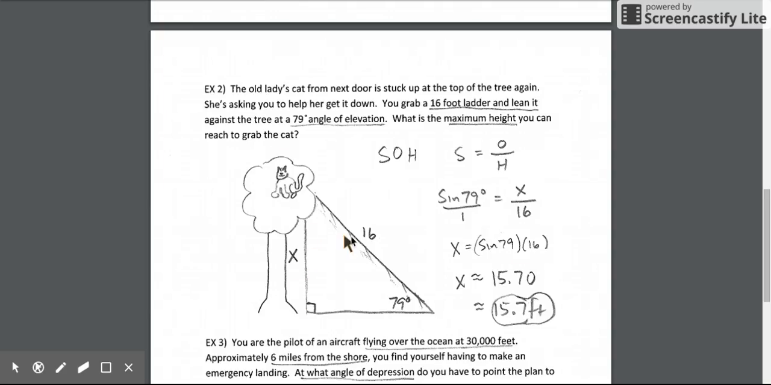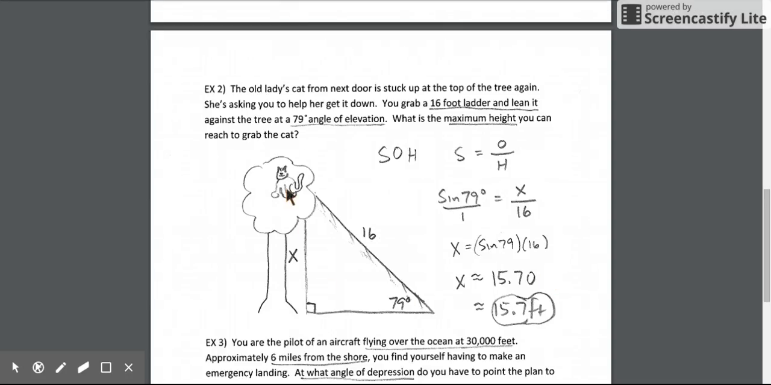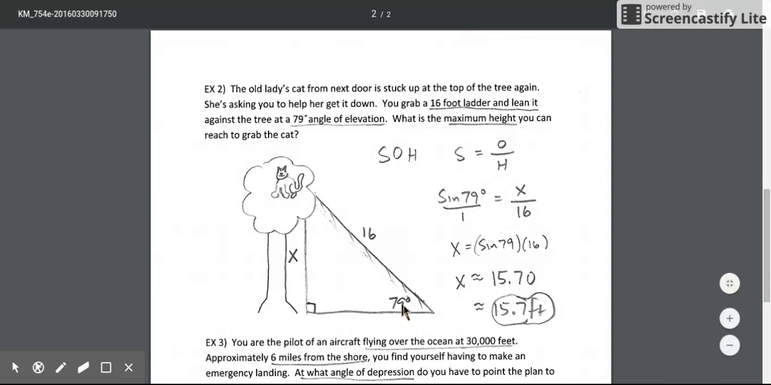So since we're talking about the opposite and hypotenuse sides, we're going to use the sine of the angle to solve for that missing side. So the sine of 79 degrees should be equal to x over 16. And we just cross multiply to solve this proportion. Sine of 79 times 16 is about 15.7 feet. So if the cat is any higher than that, we might have to stand on our tippy toes, or we might have to grab a longer ladder, or we might have to increase our angle here. If we scoot the base of the ladder a little bit forward towards the tree and then lean it, it's going to be leaning at an even greater angle, and so maybe we can reach a little bit higher there.